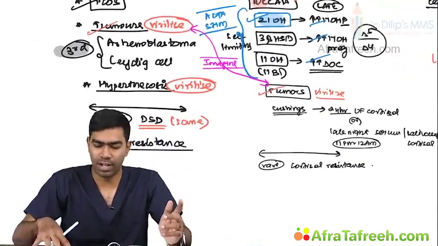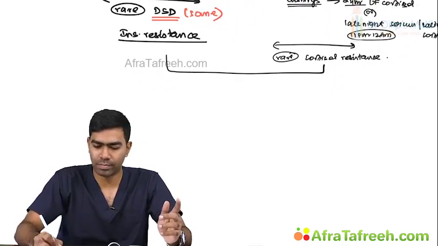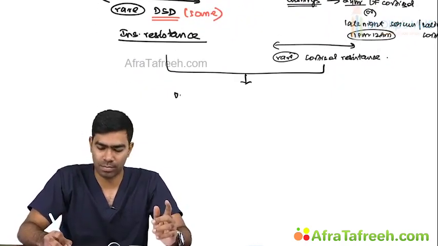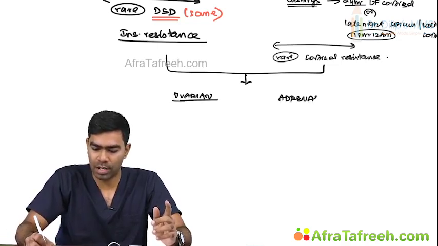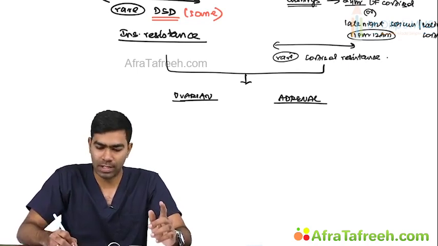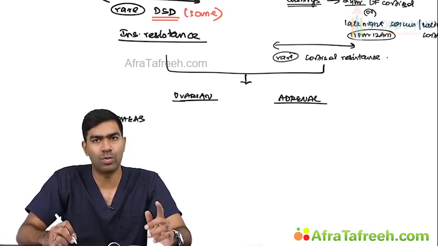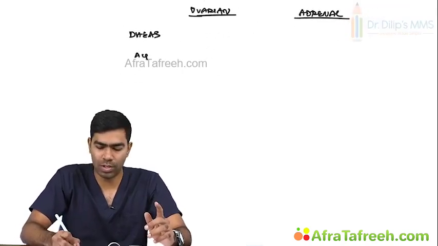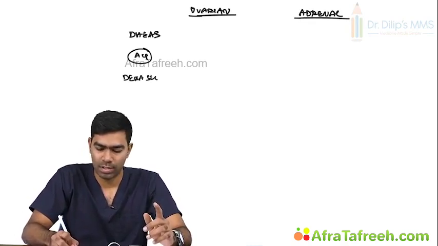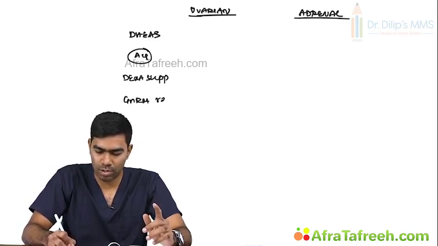Fine. So how will you define an ovarian versus an adrenal cause of hyperandrogenism? So now I want to biochemically differentiate ovarian versus adrenal cause of hyperandrogenism, and how can I do that? The basic and the best baseline test that I can do is DHEAS. Then the second test which I can do is androstenedione, even though this will not be that important, and dexamethasone suppression, and your GnRH response.